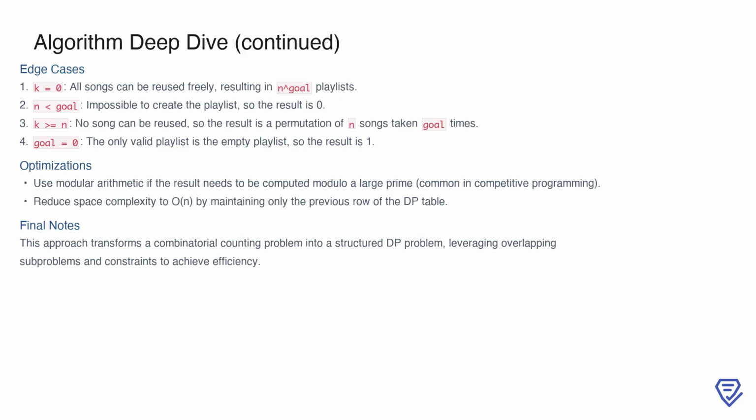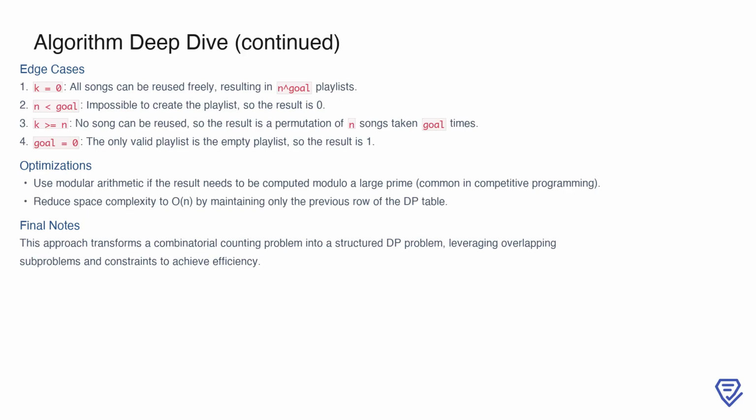When n < goal, it's impossible to create the playlist since there aren't enough unique songs, so the result is 0. If k is greater than or equal to n, no song can be reused at all, so the result becomes the number of permutations of n songs taken goal times. Lastly, if goal equals 0, the only valid playlist is the empty one, so the result is 1.